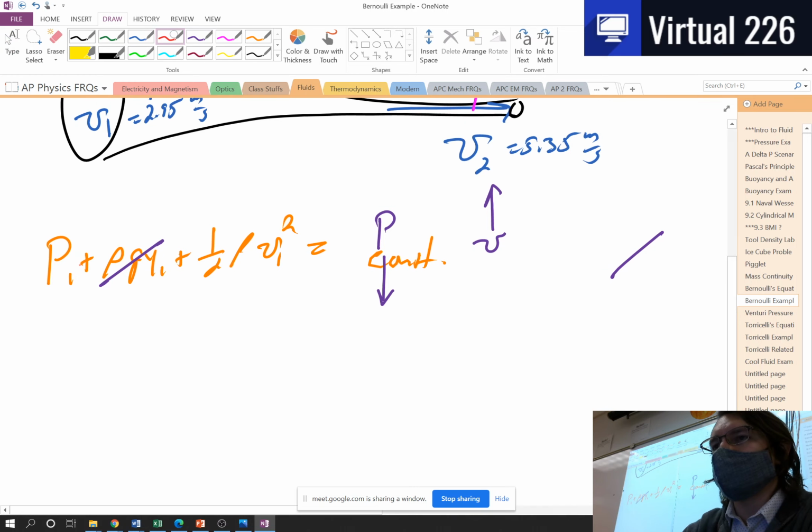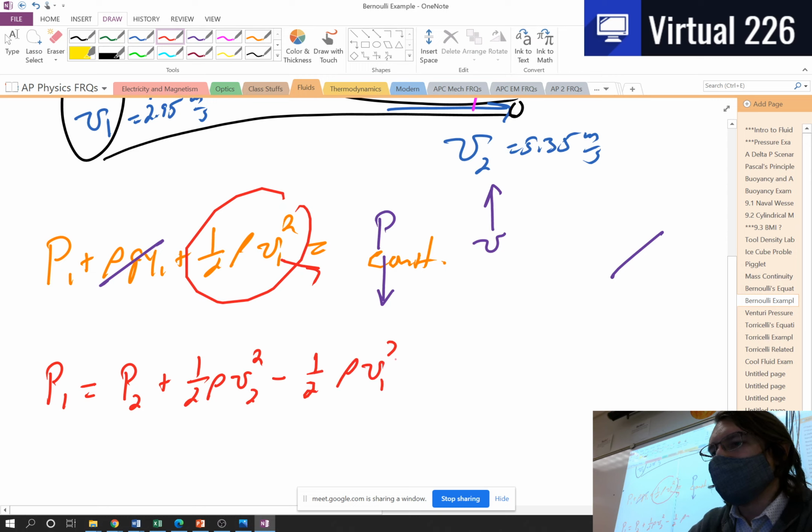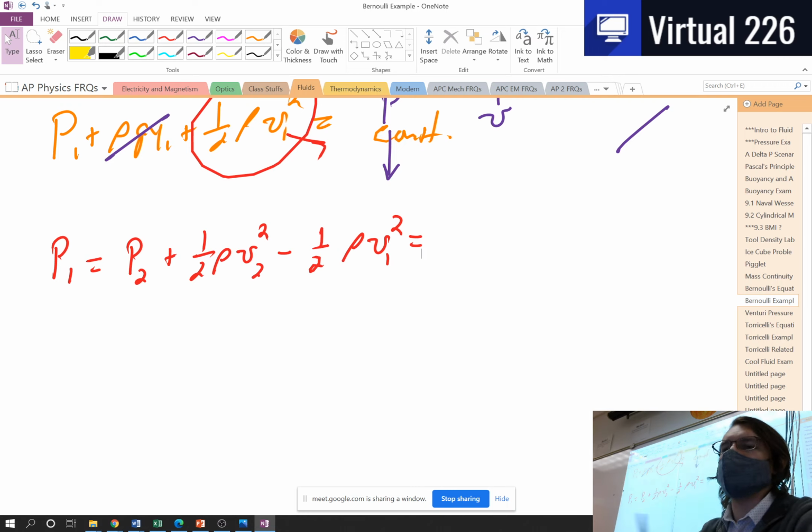If we actually want to solve this, we could say P1 equals P2 plus 1/2 rho V2 squared minus 1/2 rho V1 squared, bringing the 1/2 rho V1 squared to the other side. That will give us our answer for P1. In this problem, our fluid is water, so we know the density of water. We can just say that is 1,000 kilograms per meter cubed, or 1 gram per centimeter cubed, however you want to think about that. We're in meters per second, so we might as well use meters here.